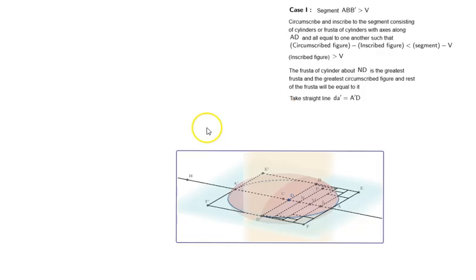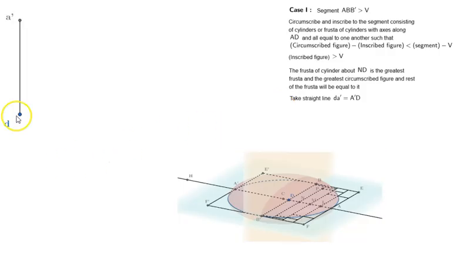Now let's take the straight line dA prime. So this is equal to A prime D. Mark A on dA prime so that dA is equal to AD. Draw as many squares as the slices of the cylinder on dA and along it. So we have 4 slices of the cylinder. So we will draw 4 squares.